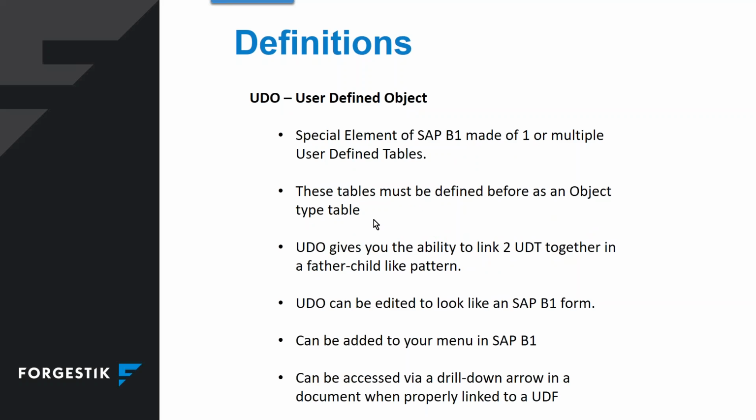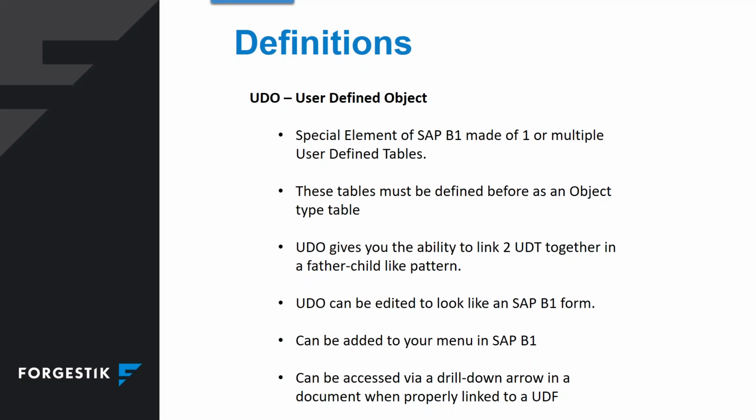User-defined objects are a group of all the others that we saw before. The user-defined object is a special element, and it will be built from one or multiple user-defined tables. Once it is imported and prepared, this object will pretty much look like an SAP Business One form. So we can define things that are very, very nice with that.